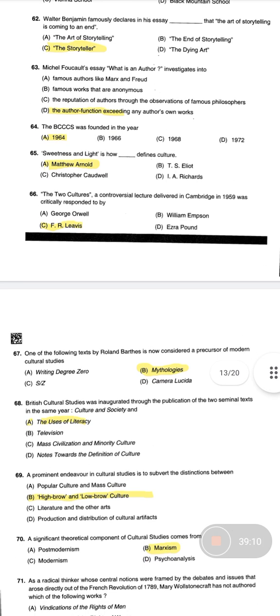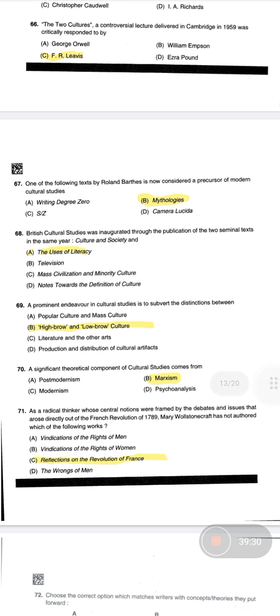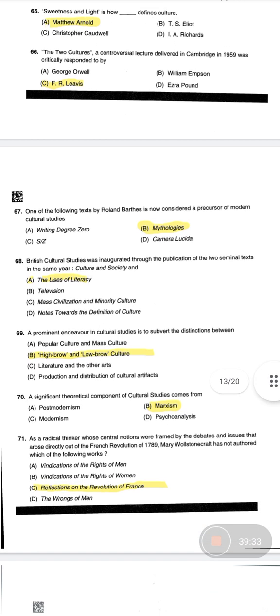Okay. 66. The Two Cultures, a controversial lecture delivered in Cambridge in 1959, was critically responded to by F.R. Leavis is the right answer. The Two Cultures by F.R. Leavis. 67. One of the following texts by Roland Barthes is now considered a precursor of modern cultural studies. Mythologies is the right answer.